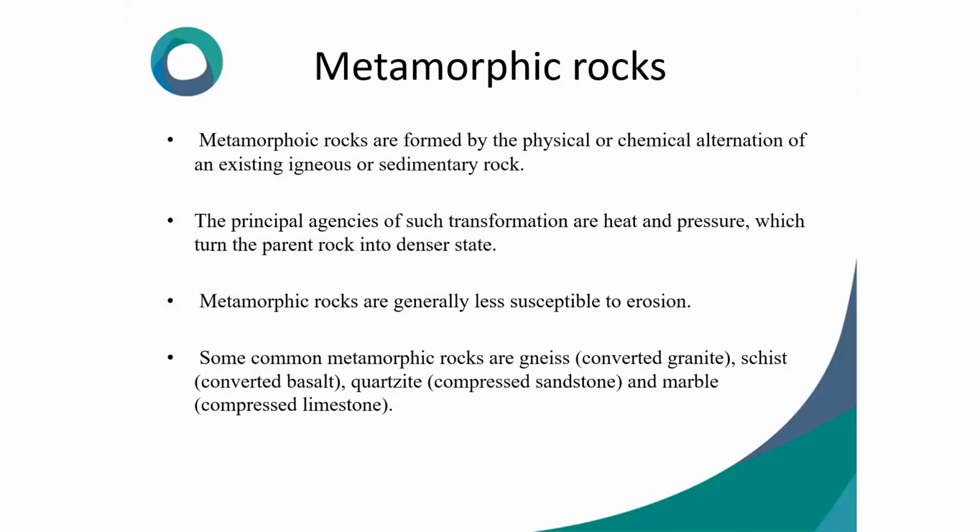And this is metamorphic rock. Metamorphic rocks are formed by physical or chemical alteration of existing igneous or sedimentary rock. The principal agencies of such transformations are heat and pressure, which turn the parent rock into a denser state. Metamorphic rocks are generally less susceptible to erosion. Some common metamorphic rocks are gneiss, converted from granite, basalt; quartzite is nothing but compressed sandstone; and marble, that is compressed limestone.